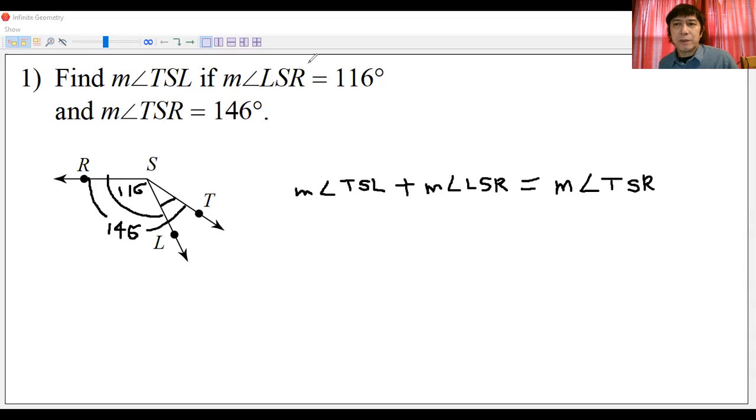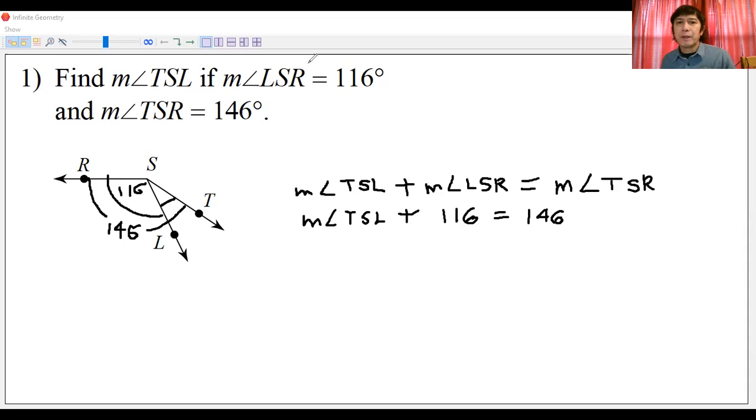So in segment addition postulate, we're adding segments. Segment and another segment equals the total. Now here, we have the angle TSL added to LSR. That will be equal to the total TSR. So this is the unknown measure of angle TSL, plus LSR, which is 116, and this is equal to angle TSR, that's 146.